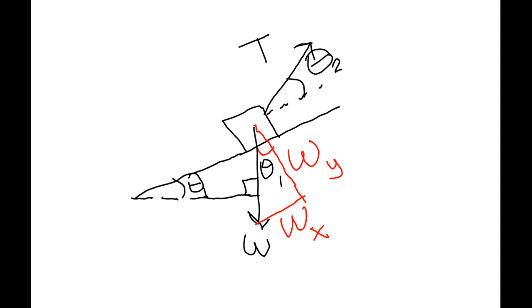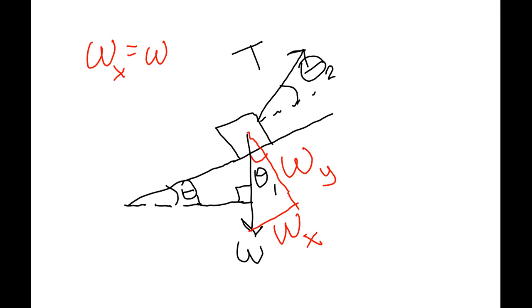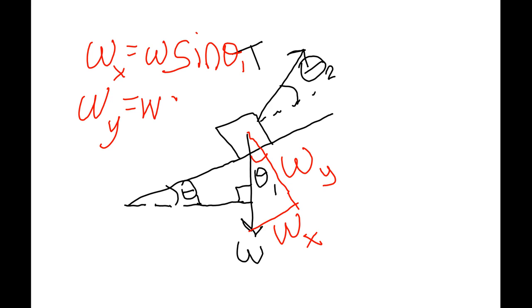If that angle is theta 1, then using our trig, we determine that W sub x is going to be W sine theta, because it is the side opposite the angle theta 1. And W sub y is going to be W cosine theta, because it is the side adjacent to the angle theta 1. We can also break the tension down, and luckily that's quite a bit easier.